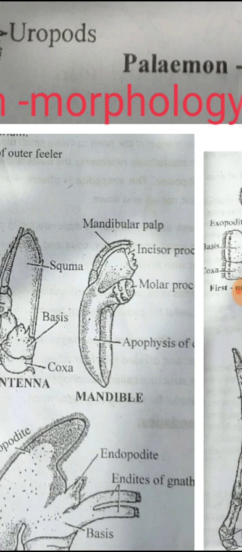Mandibles are useful for mastication. They move side to side but not up and down. It only moves side to side, not up and down. This is the mandible. And the fourth one is the maxillae.